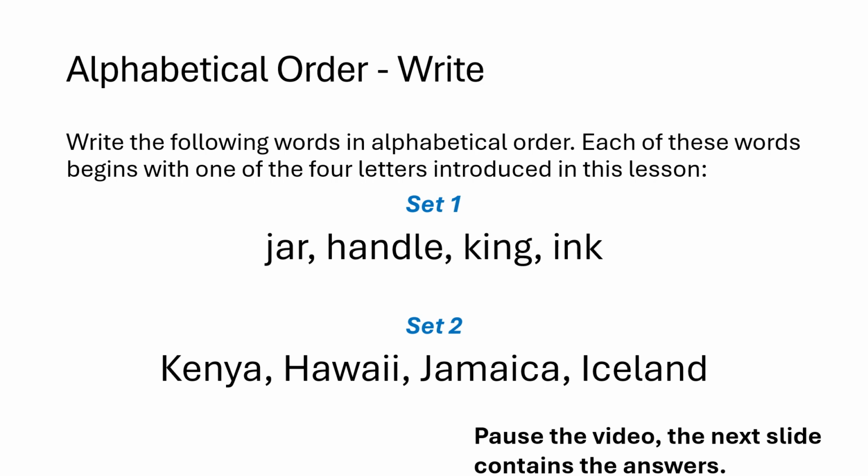Write the following words in alphabetical order. Each of these words begins with one of the four letters introduced in this lesson. Set 1, jar, handle, king, ink. Set 2, Kenya, Hawaii, Jamaica, Iceland. Pause the video. The next slide contains the answers.